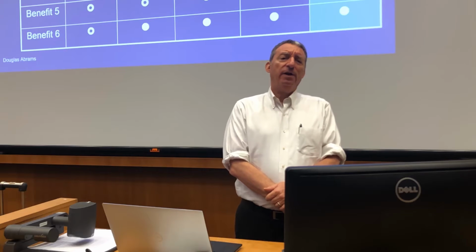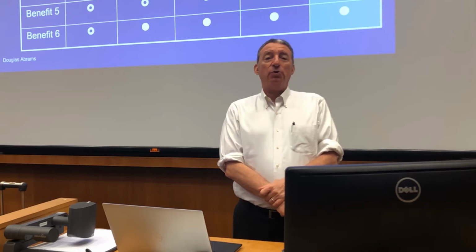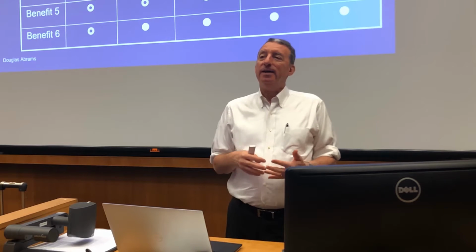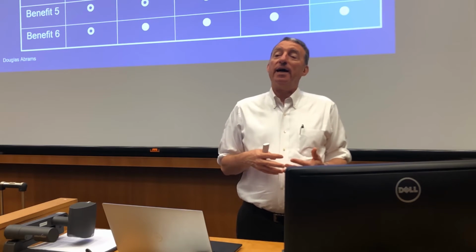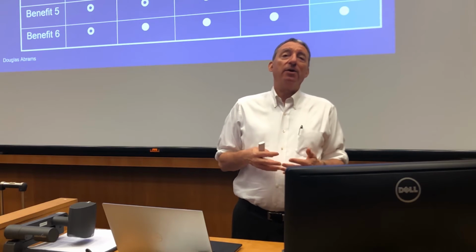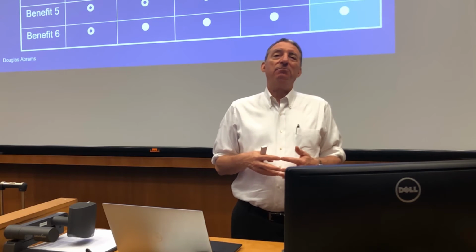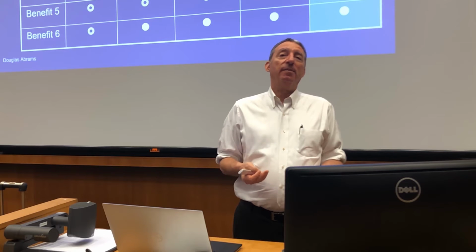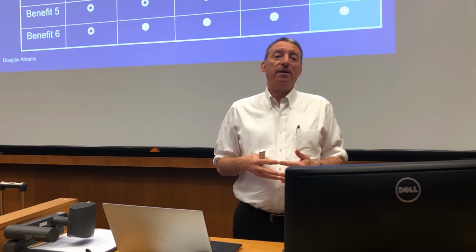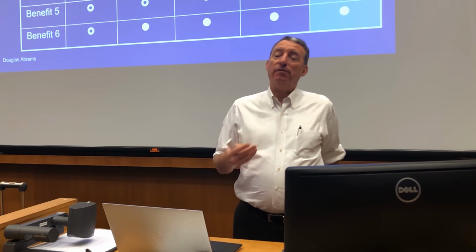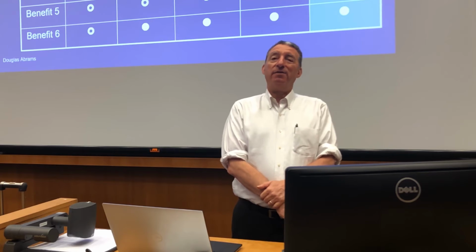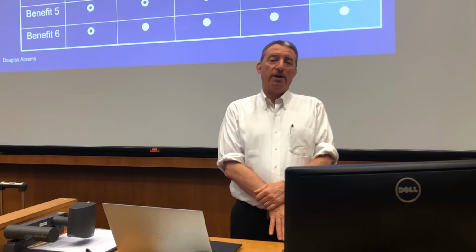A couple of errors to avoid in constructing a comparison matrix like this. If, for example, competitor one had all empty circles, then they probably shouldn't be in the matrix. If everybody in the comparison matrix had the full value of benefit 6, then it's also not differentiation anymore. We should probably remove it.